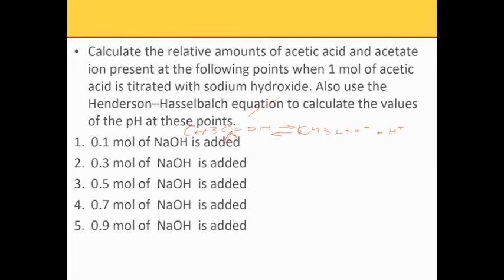Yes, Mona, what's your question? For the third one, like 0.5, it's going to be 0.5 for acetate and H plus both? Yes, if it's 0.5, then it'll be 0.5 and 0.5, and the log will be log 1. So log 1 is 0. And at this time, pH will be equal to pKa. Okay. Thank you. Got it.